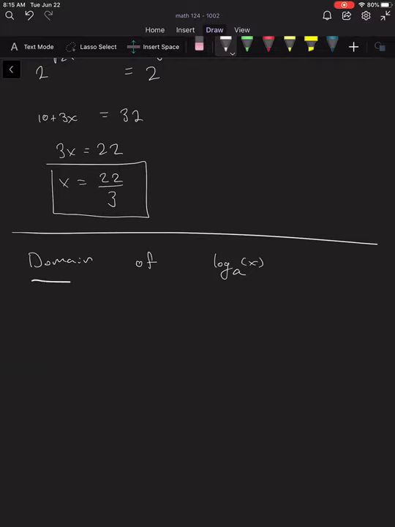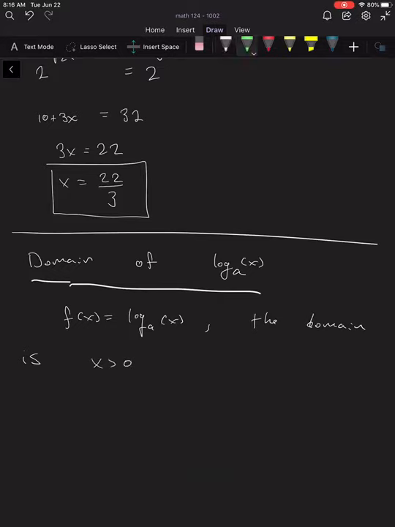So if we have f of x is equal to log base a of x, the domain is x is strictly bigger than 0. And really what that means is whatever is on the inside of our log, in this situation x, that piece needs to be strictly bigger than 0.